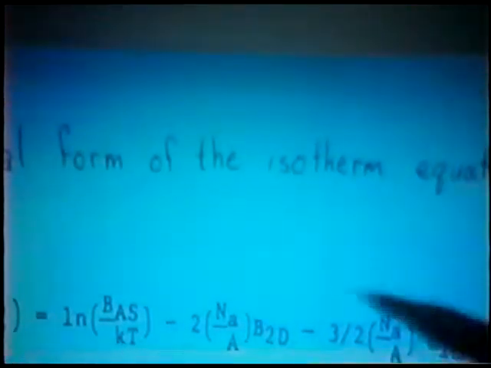This is a virial form of the isotherm equation, which is what we use to plot up our data. In this equation, B_AS is the second gas-solid virial coefficient. B_2D is the two-dimensional second virial coefficient. C_2D is the two-dimensional third virial coefficient, and so on. A is the surface area. And this expression, N_a over A, is the surface density. So this is an expansion in surface density, just like the regular three-dimensional virial coefficient is an expansion in the bulk density.